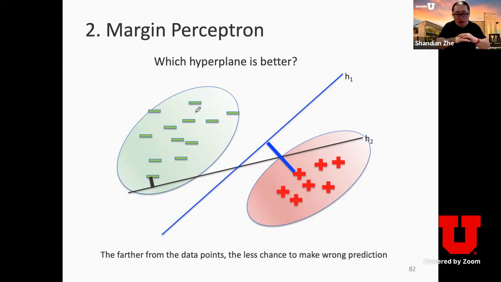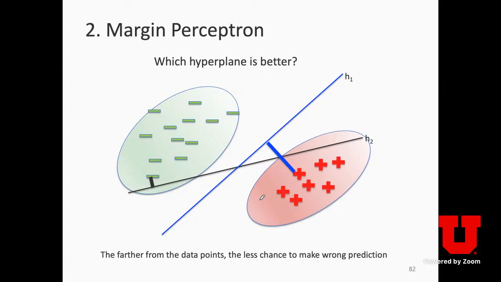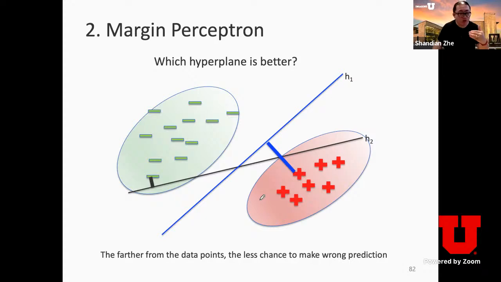So if a hyperplane is too close to the training examples like H2, it is more likely to pass through the high density regions. Like H2, we can see that it passed through the high density regions for positive examples and the high density regions of negative examples. And then what is the consequence if your hyperplane passes through those high density regions?